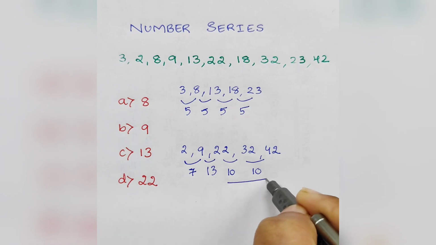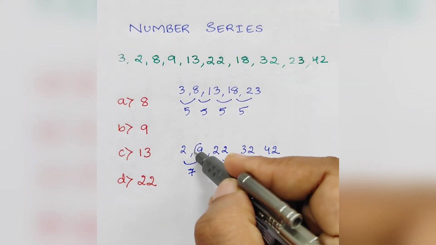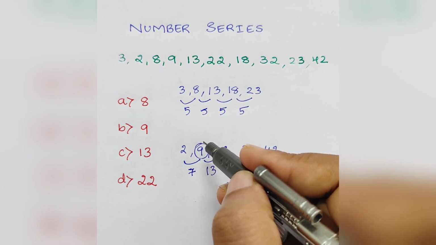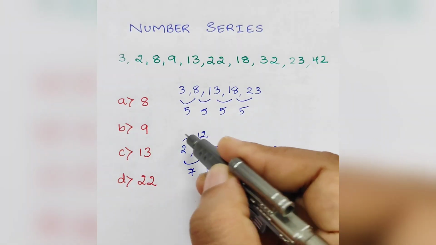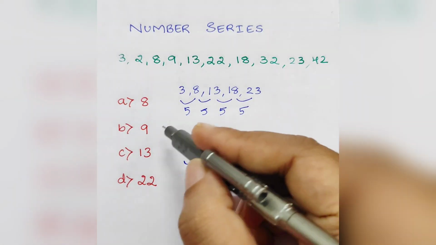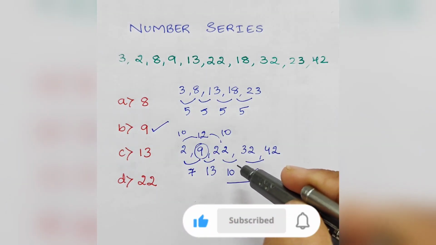So this forms a sequence. In that case, 9 is the wrong number. So instead of 9, it should have been 12. So this difference would be 10 and this difference would also be 10. So option B, 9 is the wrong number.